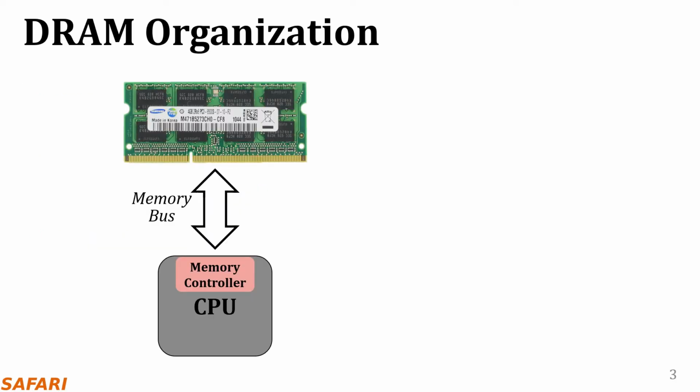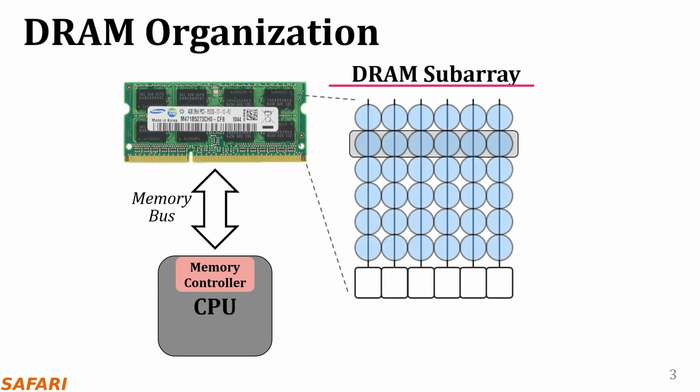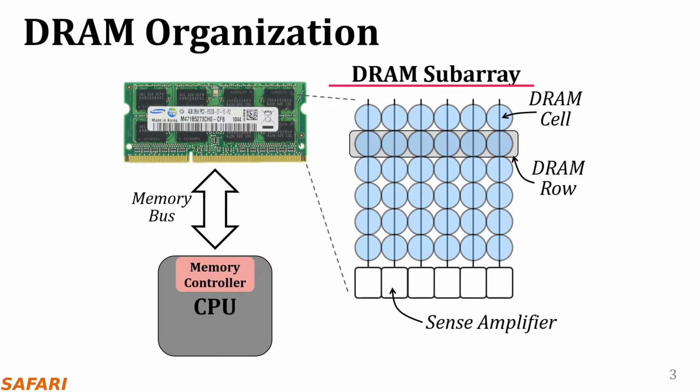Before jumping into SoftMC, let me first provide some background on DRAM. Here I show a typical system with a CPU and a DRAM module that has several DRAM chips. Inside the DRAM chip, there are multiple subarrays which contain many DRAM cells organized as a two-dimensional array. A DRAM cell stores a single bit of information as electrical charge. In a subarray, the cells are vertically connected to sense amplifiers, which can read the data from the cells and update it if needed. A row of DRAM cells is called a DRAM row.